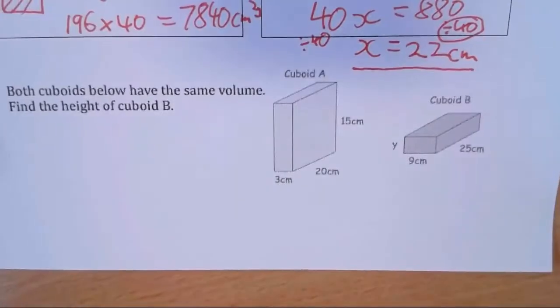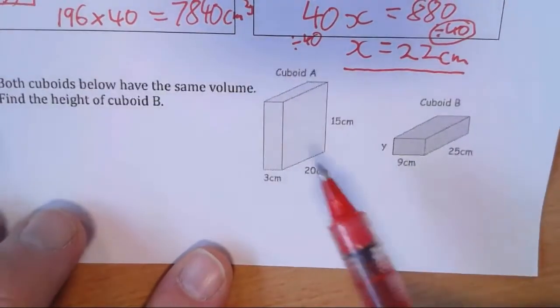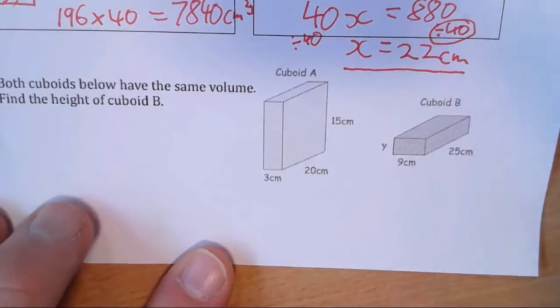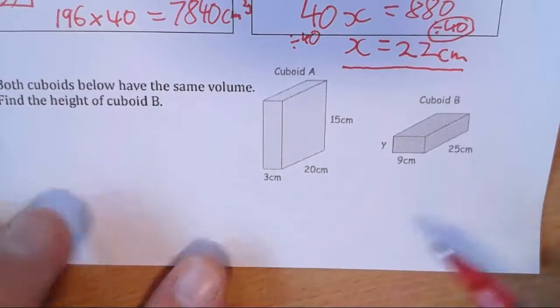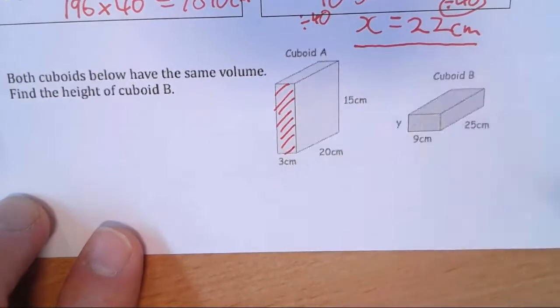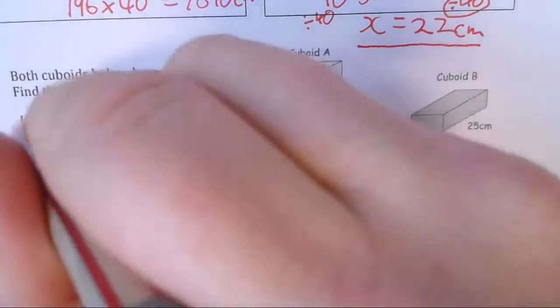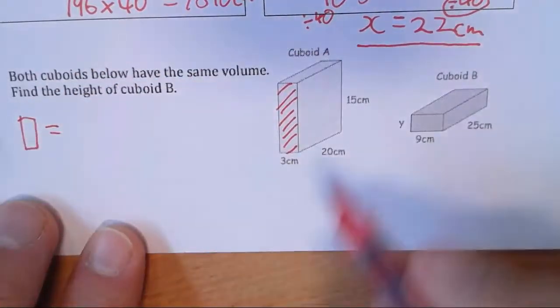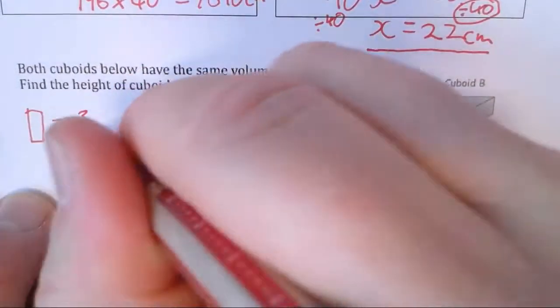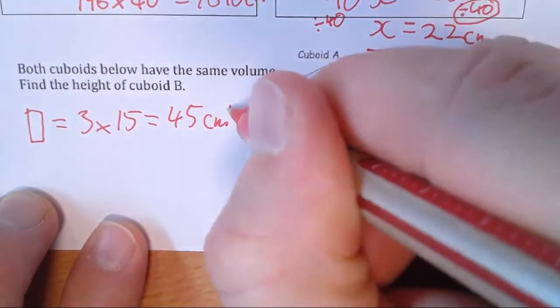Okay, both cuboids have the same volume. Find the height of cuboid B. Alright, so first we can work out cuboid A, and then we can use that to work out cuboid B. So here's my cross-section for A. So my cross-section is 3 by 15, which is 45 centimeters squared.